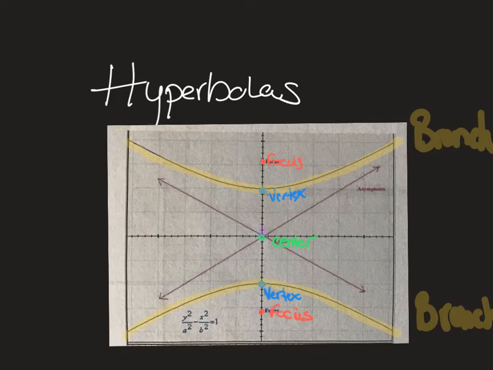The distance here from the center up to the vertex is called A. And the distance from the center to the vertex is called A. So this whole piece from vertex to vertex is called 2A. And it's the transverse axis.